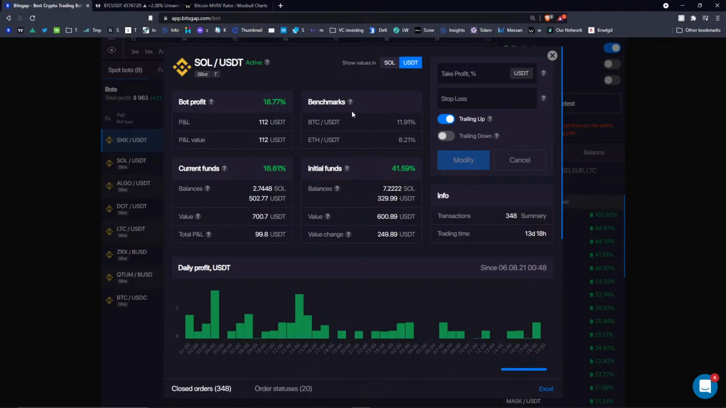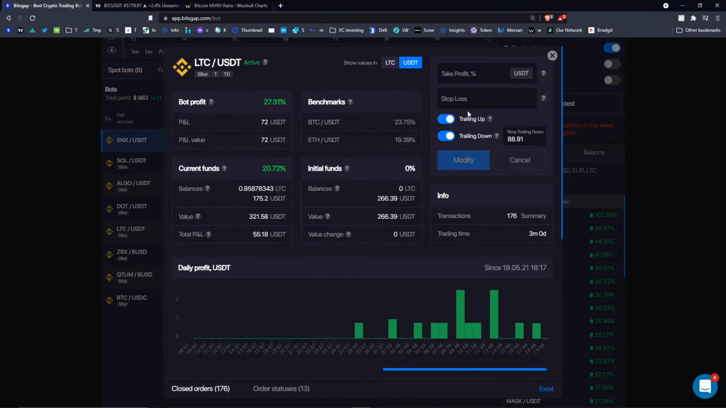And by the way, I forgot to tell you about the benchmark column we have here. We designed this one just to show you whether your strategy brings you more money than if you would just trade this cryptocurrency instead. So for example, on this pair you would make only 11%, whereas thanks to the bot I made 16%. And as for Ethereum, it's 8.21%.